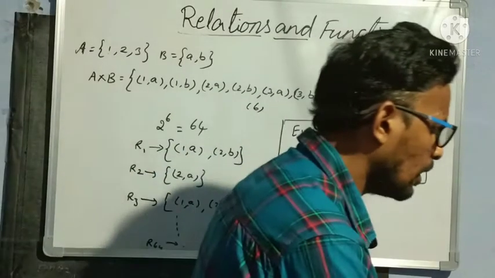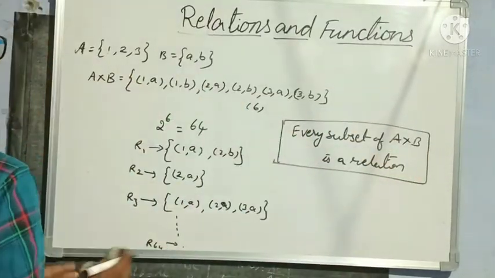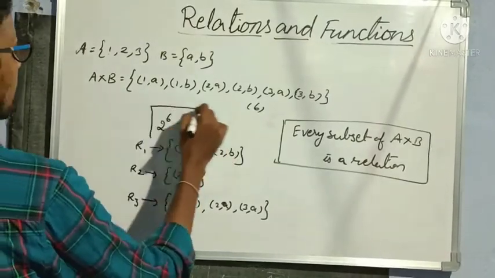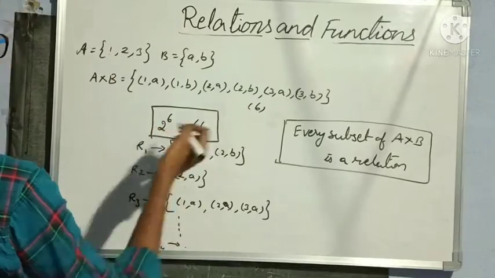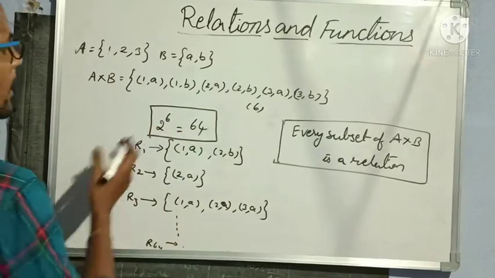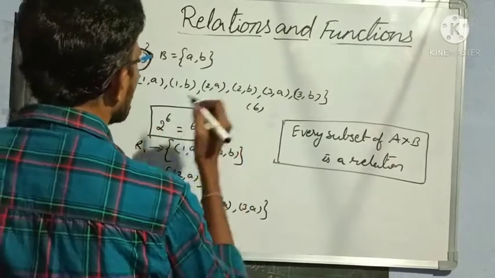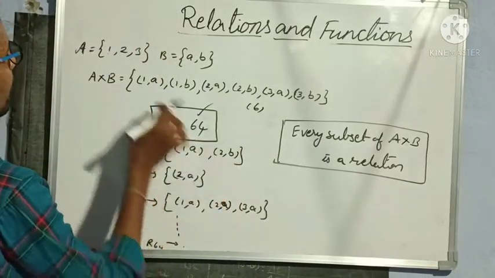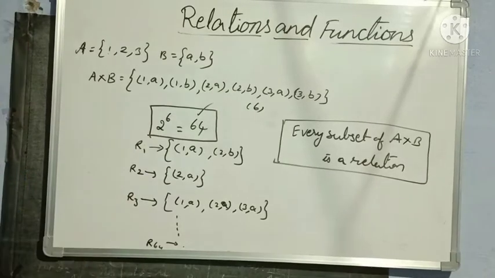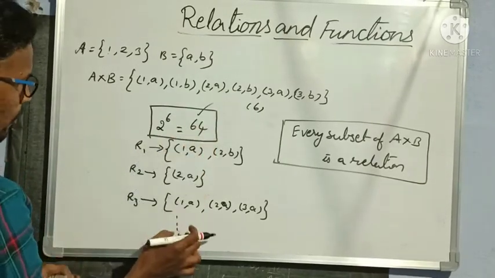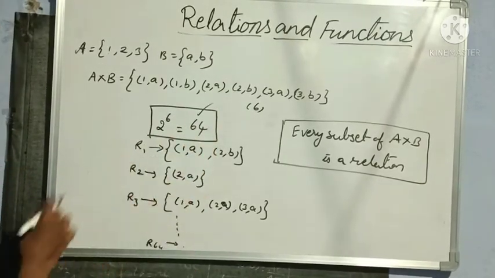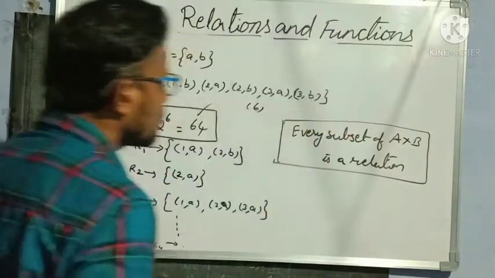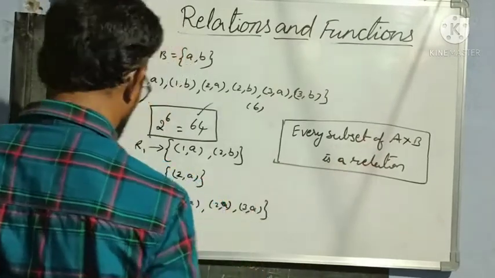So now let us see how many elements will be there. Already I have explained. The number of subsets of A cross B is 2 power 6, that is 64. So how many relations will be there in A cross B now? 64 relations will be there. Why? Because I said every subset of A cross B is a relation. Like that, how many subsets are we getting? 64. So 64 relations will be there. Understood everybody what a relation is? So every subset of A cross B is a relation.